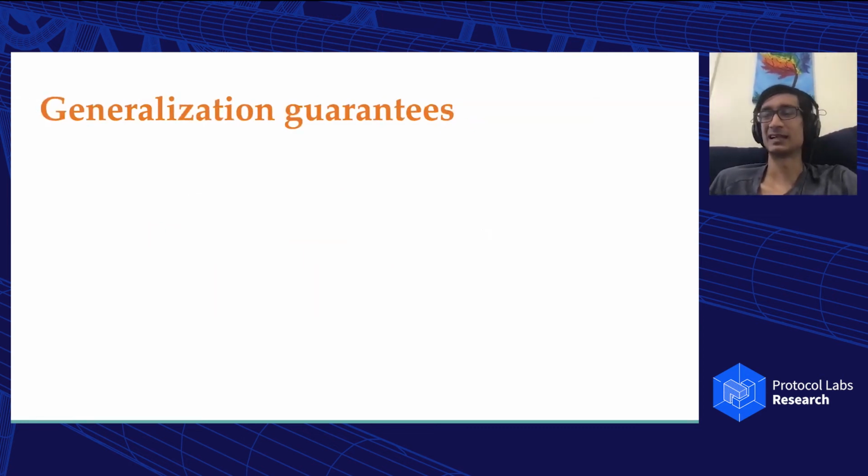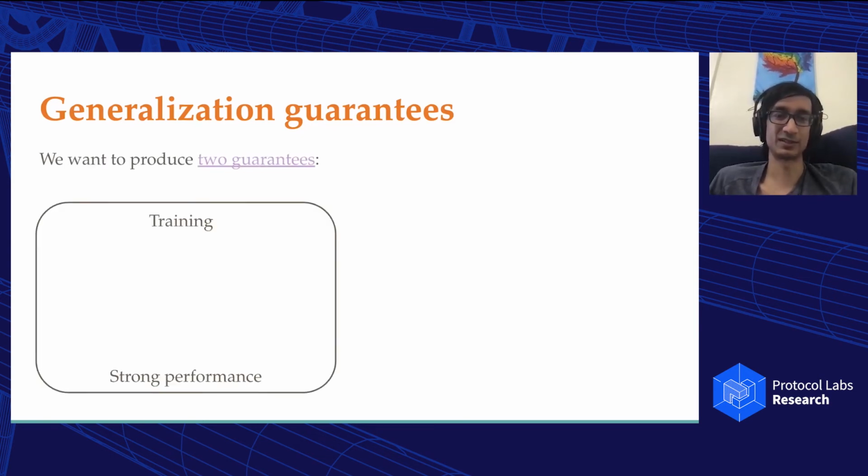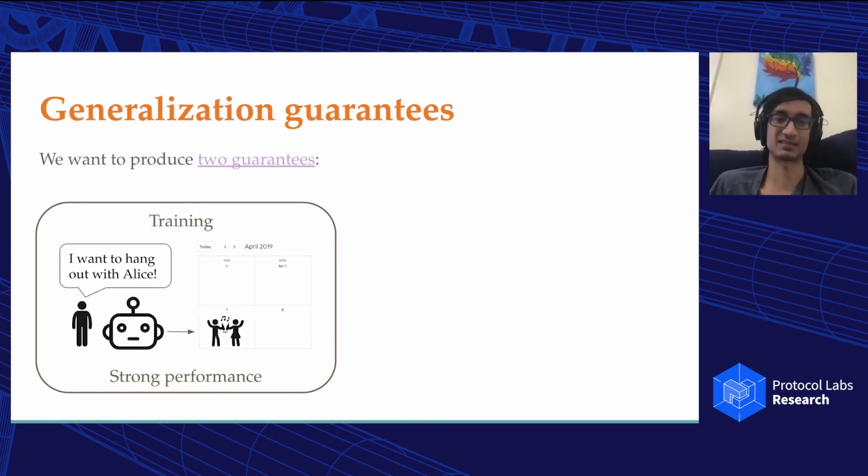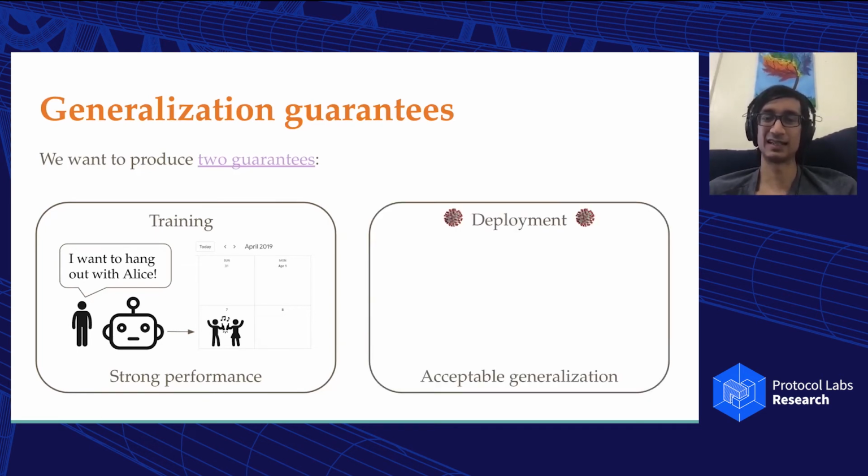So what do I mean by generalization guarantees? It's pretty straightforward. You want to produce basically two guarantees. One is that you get strong performance during training. Like when Bob asks, hey, I want to hang out with Alice, the agent actually schedules the calendar event. You might think of this as the capabilities guarantee, that your agent is actually useful in the situations it was meant to be useful on. And then the second guarantee, which is more like the safety guarantee, is acceptable generalization. So you're not required to do exactly the right thing in the deployment setting.